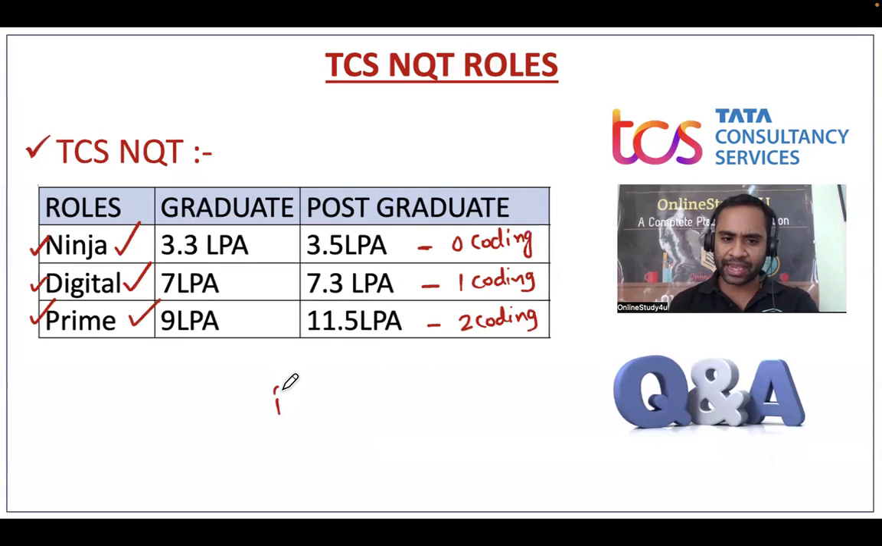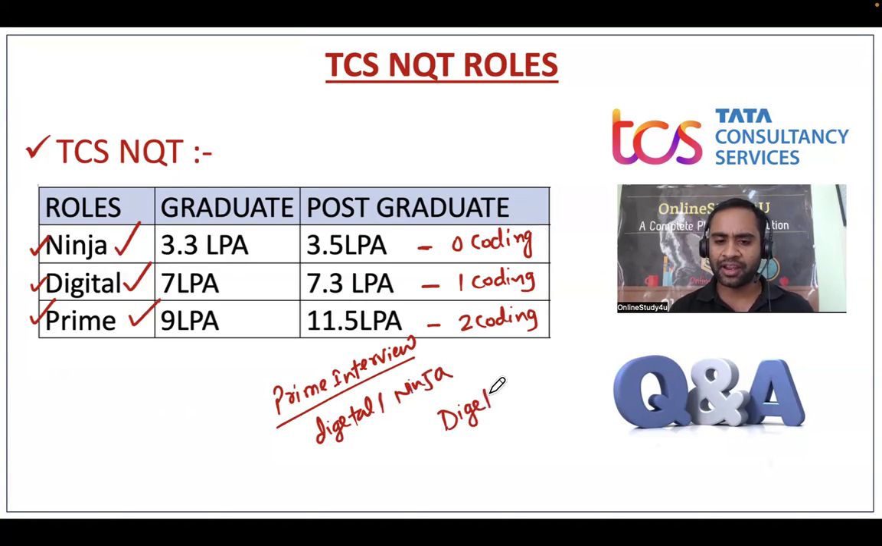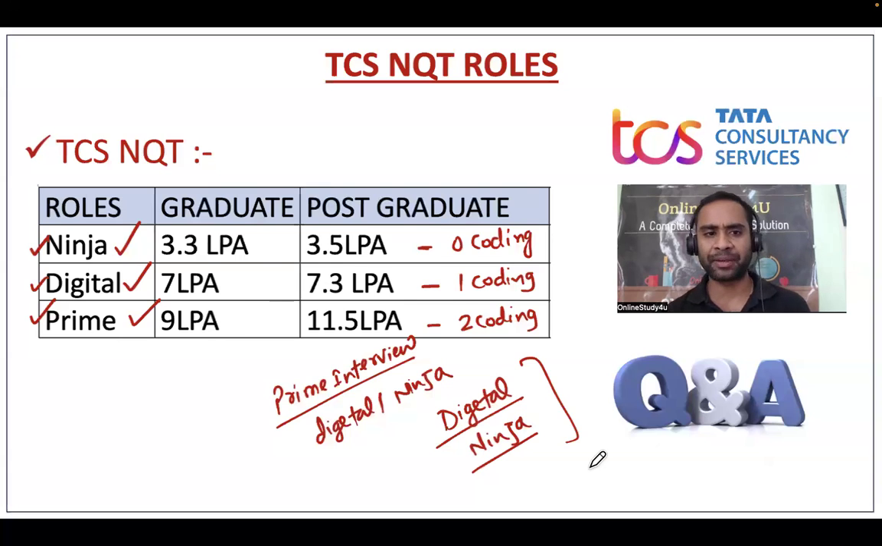Now, friends, if you are called for a Prime interview and your interview did not go well, if you did not perform well, then you might get Digital or Ninja based on your interview, right? Now if you are called for Digital and you did not perform well, then you might get Ninja, right? So these things you have to keep in mind.